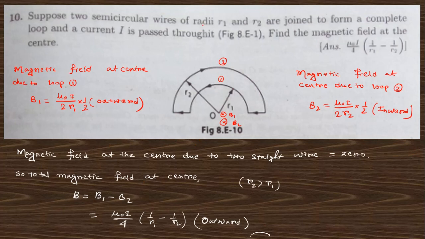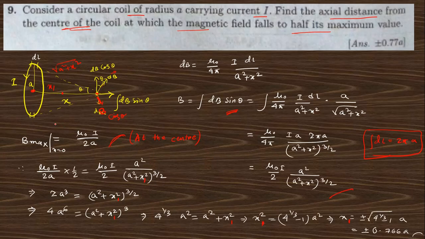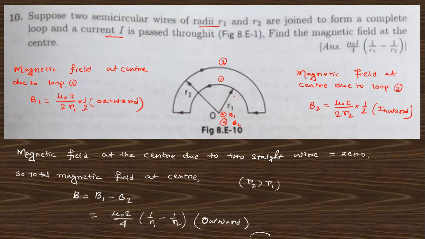Suppose two semicircles of radii r1 and r2 are joined to form a complete loop and a current I passes through it like that. So there are two semicircle loops like that, and the current will flow like that. For a full loop you can see the magnetic field at the center is mu 0 I by 2a. For the half part you will get mu 0 I by 4 r1 for this, and similarly for r2.